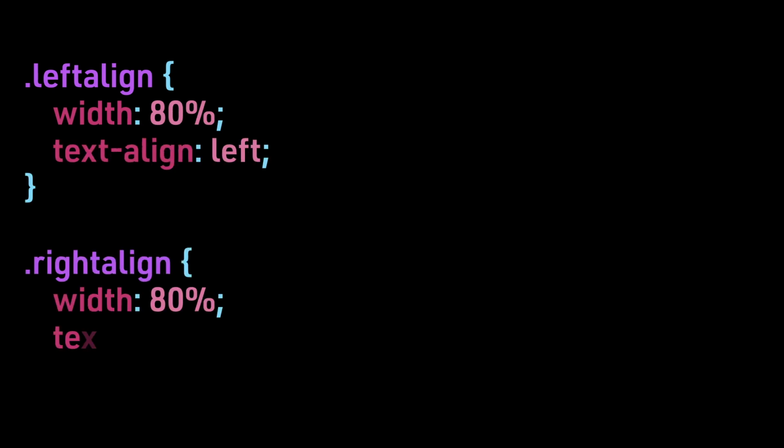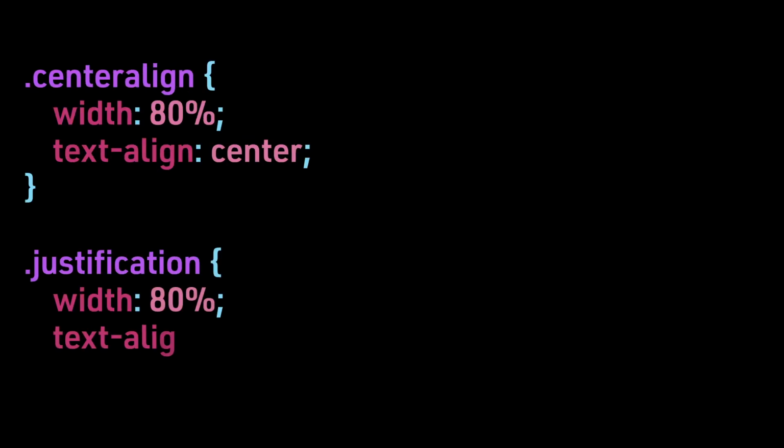Here is the CSS. In our first 2 examples, we will left align the text, text align left, and right align text, text align right. We have made the width a little bit shorter so that we can see these changes a little bit better.